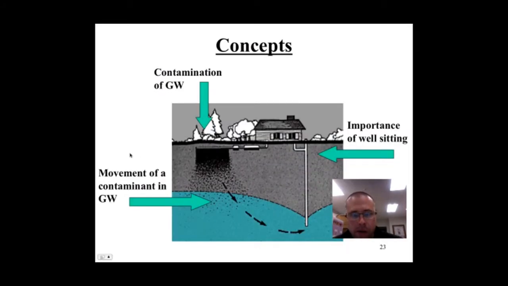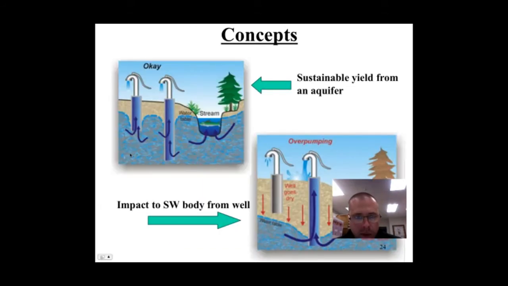Okay, so here's this diagram again. On the top here, we have sustainable yield from an aquifer. That means it is sustaining. It's going to keep on going. We're not taking out more than is going in. On the bottom, impact to a surface water body from a well. We overpumped our well, and whoops, we dried up the home here for the fish. I feel bad, but oops.